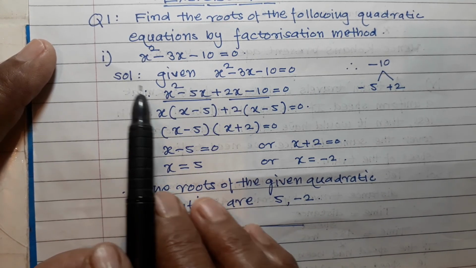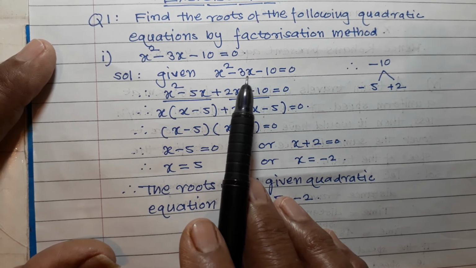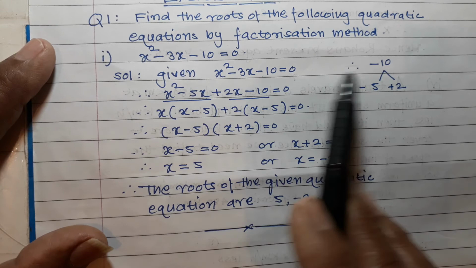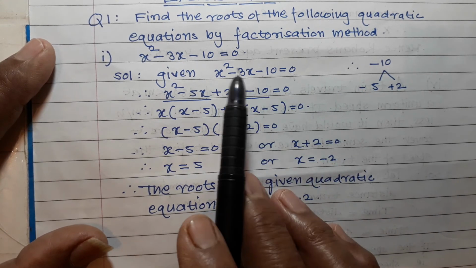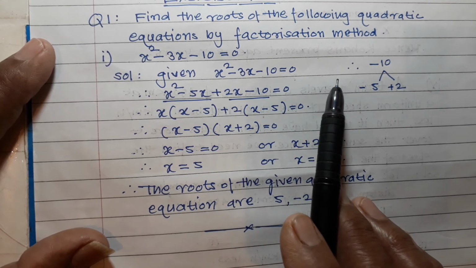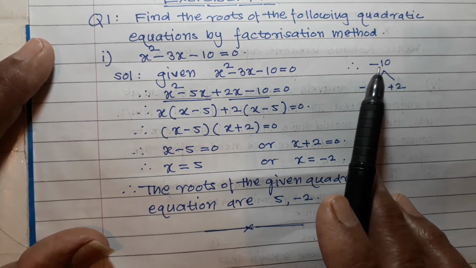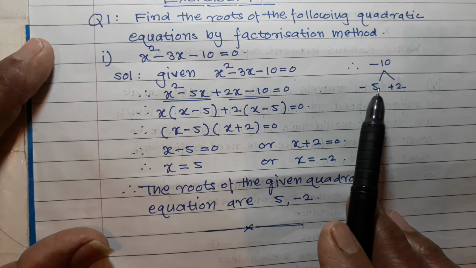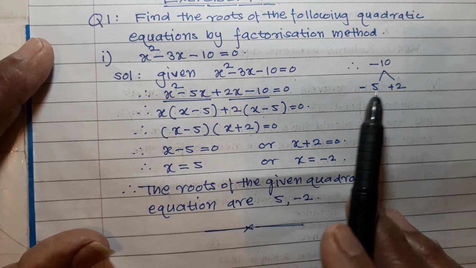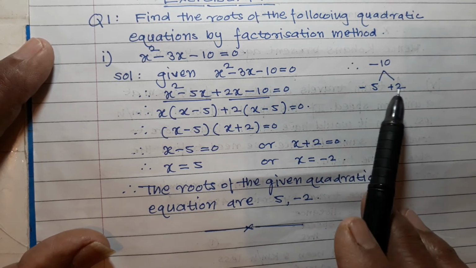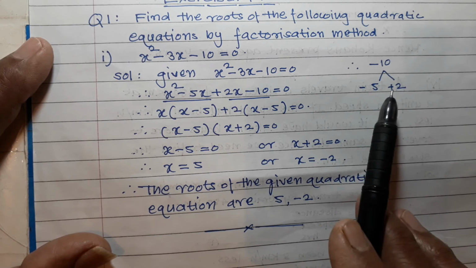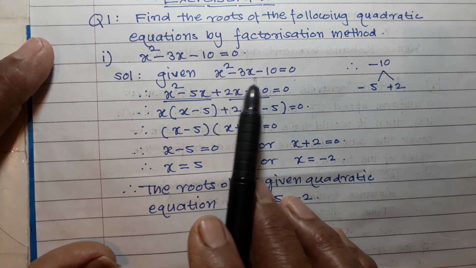Try to understand the solution. Given x square minus 3x minus 10 is equal to 0, split up minus 10 such that subtraction is equal to minus 3. Okay. Now therefore you know minus 10 is equal to minus 5 into 2, and minus 5 plus 2 gives you minus 3. Okay.